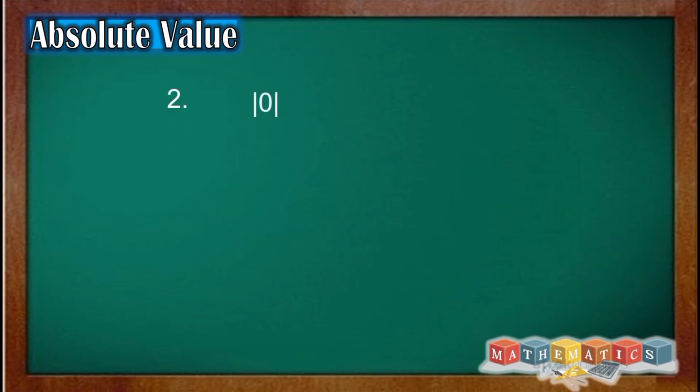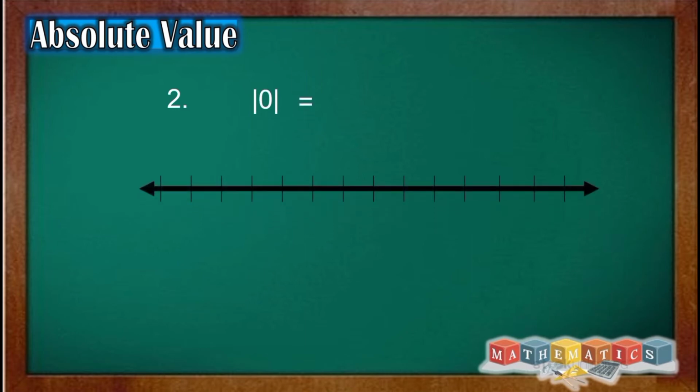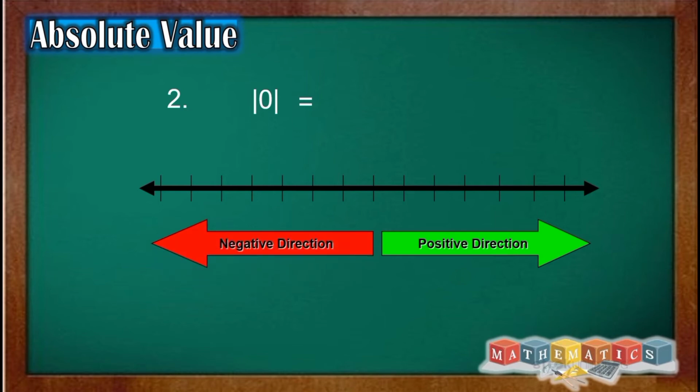Another example, find the absolute value of 0. First, draw a number line. Always remember that numbers going to the right of a number line are all positive, and numbers going to the left are all negative numbers. Then plot 0. Therefore, the absolute value of 0 is 0.